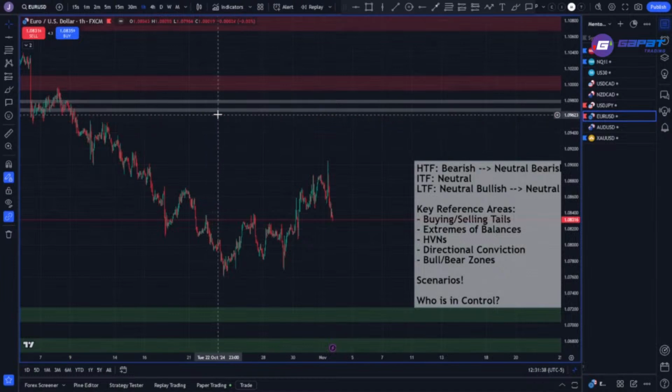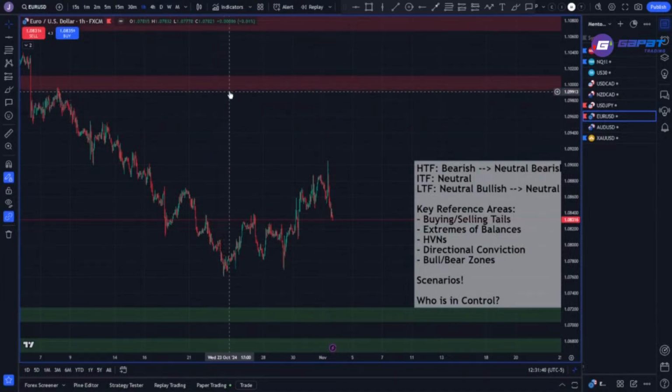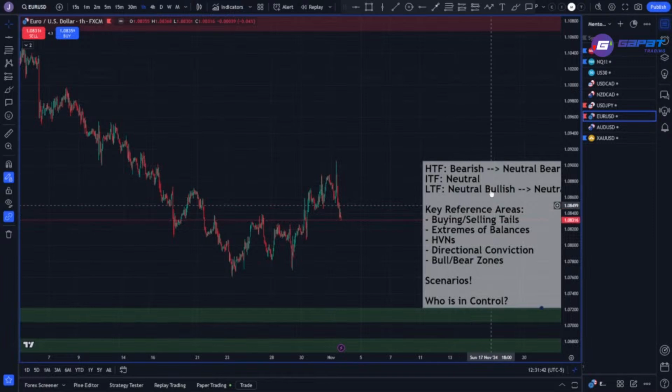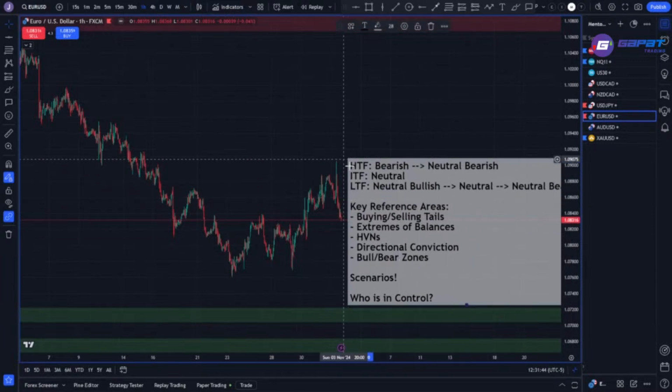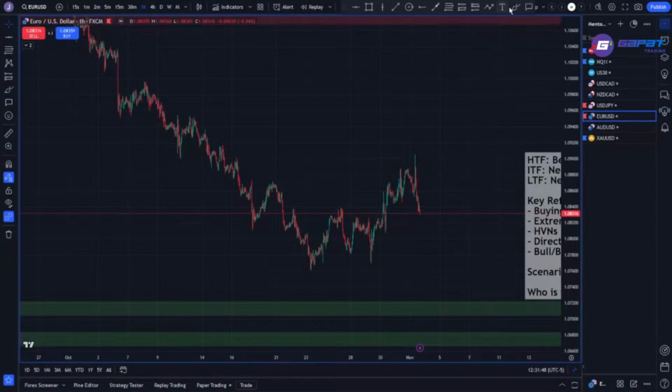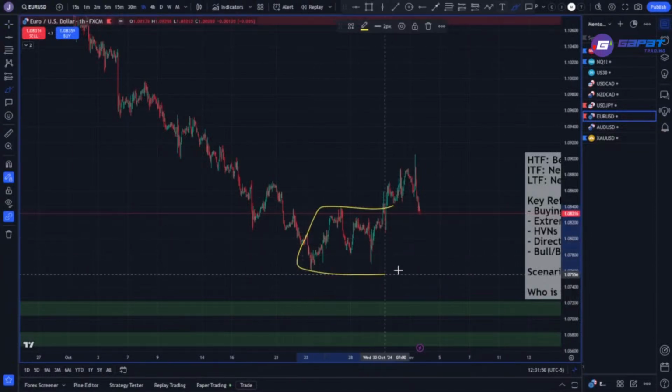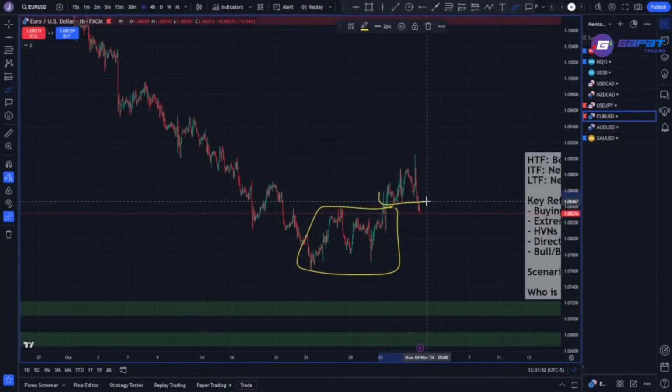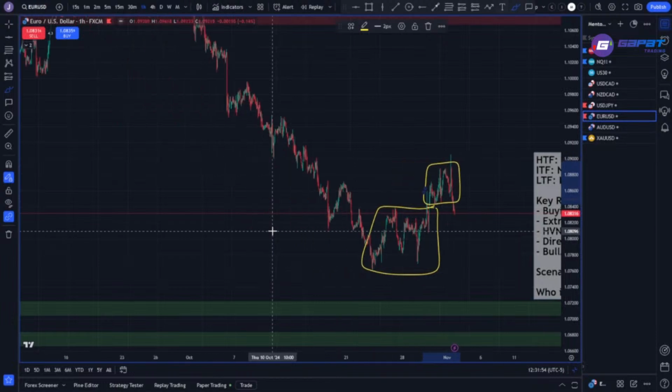One thing that I think is important with those key reference areas that I've been talking about is understanding where all of those levels are so that you understand how the trends change. All right, let's look at some of these ranges. We have a range here. We have this smaller range.